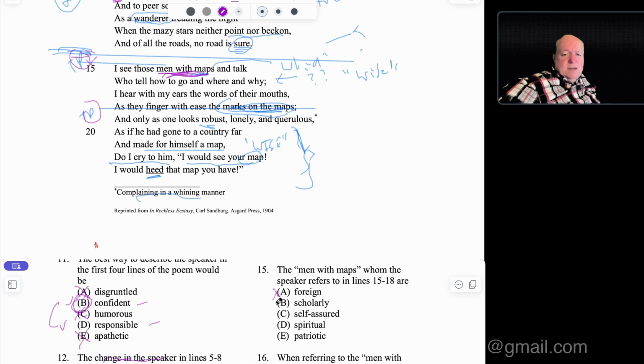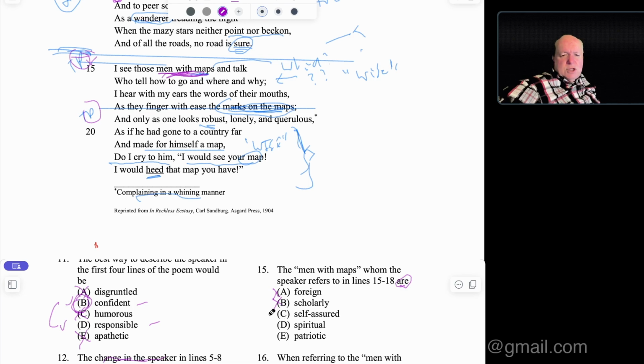So scholarly. All right, so I said before that these men with maps might be teachers and other things like that. But at the same time, that's just one of many possibilities. And it says they are. So we don't know if they all are or something like that. So I think we can safely rule that out as well.